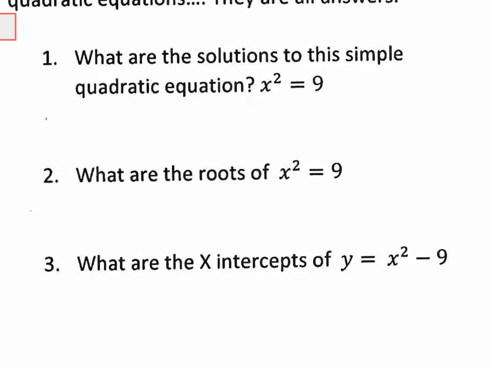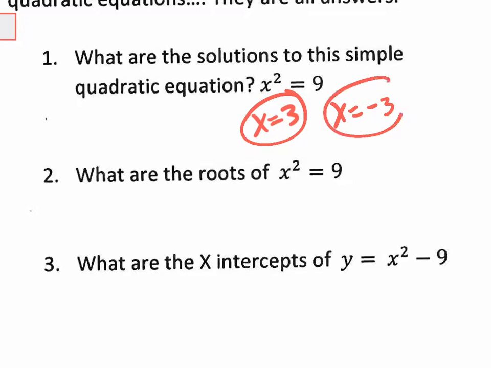Okay, so we have some simple questions right here. What are the solutions to this simple quadratic equation x squared equals 9? A solution is something that will make it a true statement. So what number squared will give you 9? 3. Okay, so what's the answer? X equals 3. But there's another answer also that'll work. What's the other answer? Negative 3 will also work, right? So if you're thinking, oh, 3 squared gives me 9, but if I plug in a negative 3, in parentheses, and square it, it'll also give me 9. So we actually have 2 answers right there.